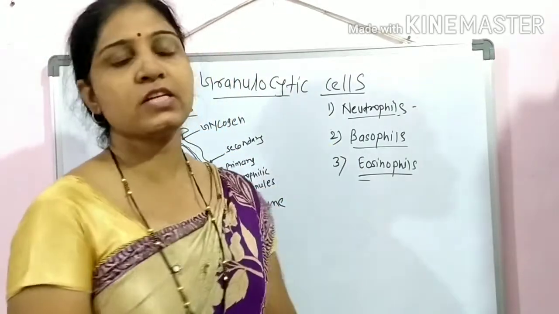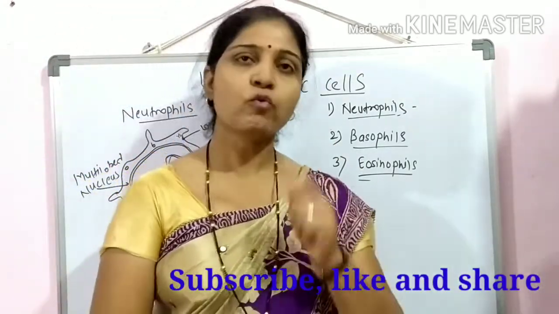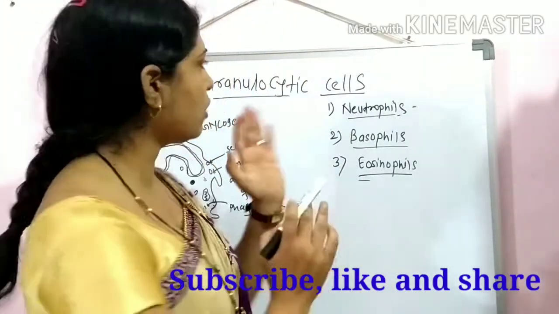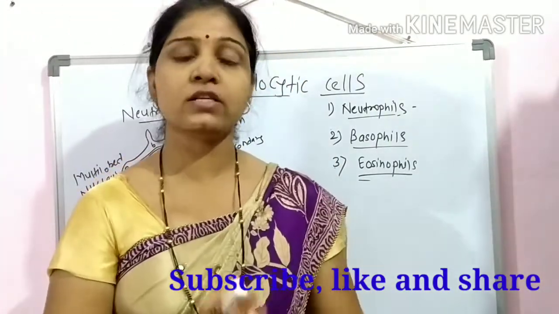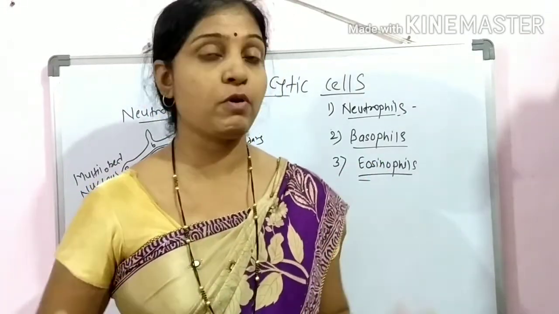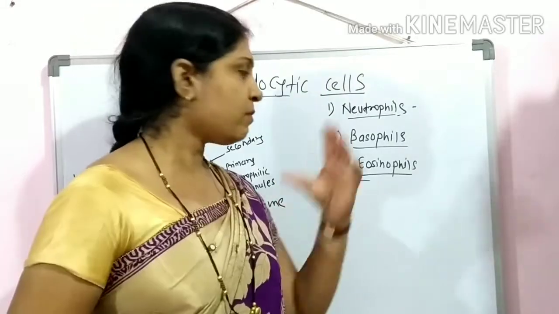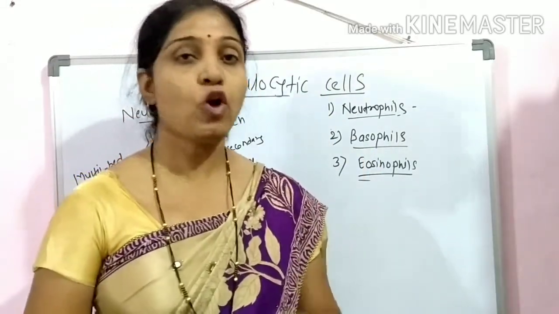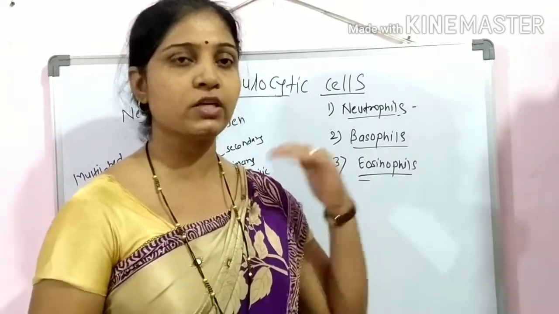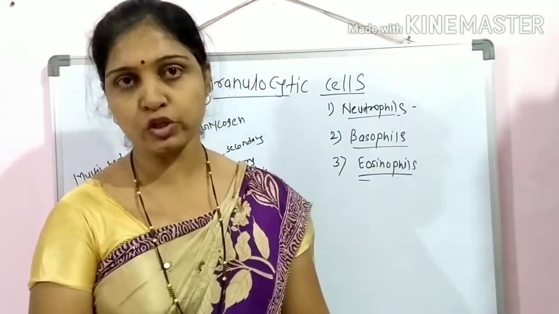Today we are discussing another important topic from immunology, that is the granulocytic cells. This group of granulocytic cells plays an important role in the innate immune responses within our body. There are three main types of granulocytic cells. The first is the neutrophil, the second is the basophil, and the third is the eosinophil.